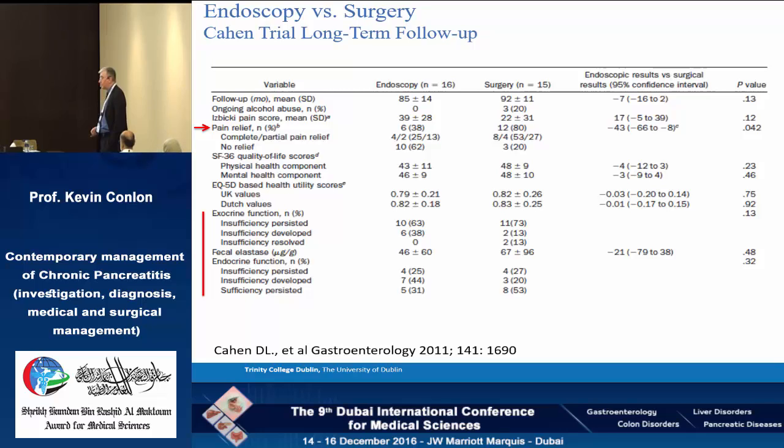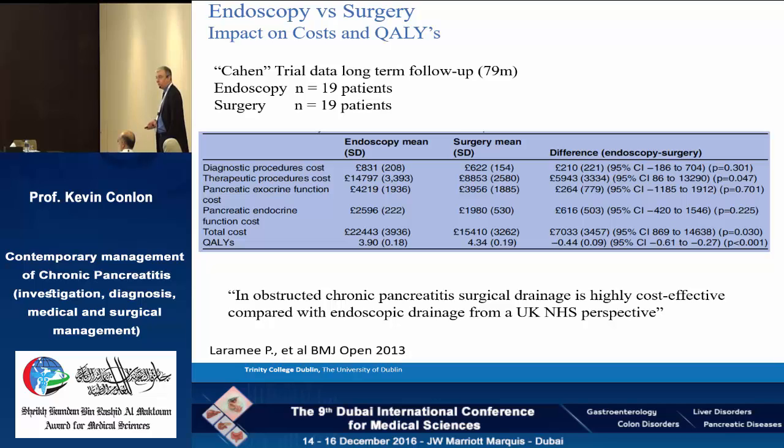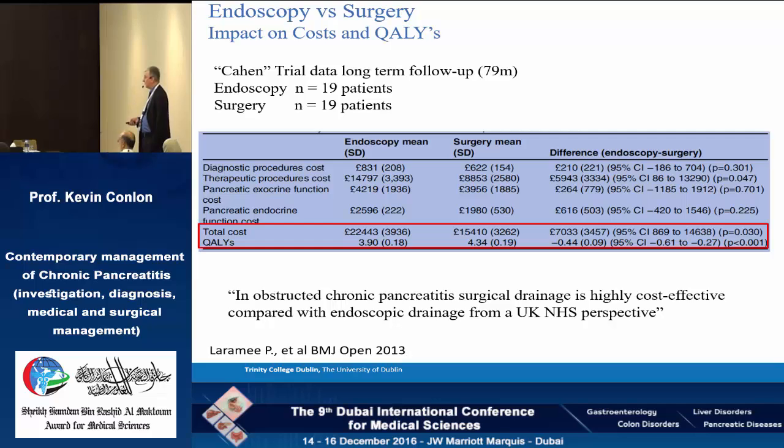This was published in the BMJ 2 years ago, 3 years ago now. It was written by Steve Pereira from London, and basically what Steve was looking at was the total cost to the patients in the Kahan trial. So he took that randomized trial from the Netherlands, and he looked at this, and it showed a significant decrease in cost with surgery. So what they said was, in obstructive chronic pancreatitis, surgical drainage is highly cost-effective compared to endoscopic drainage from a UK NHS perspective.